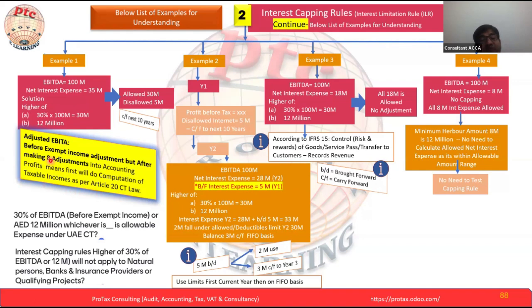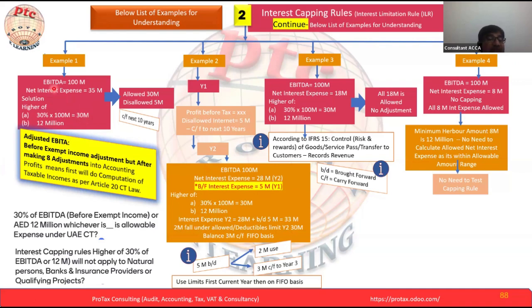After doing all these adjustments, then we will take the EBITDA to calculate the ILR, interest capping rule, interest limitation rule. As per the CT law, they are referring to the higher of 30% of the EBITDA or the 12 million safe harbor, the minimum interest that is allowed. If your interest is less than 12 million, you don't have to worry. But if your interest is more than 12 million, like in this example where our interest expense is 35 million, we have to apply the interest limitation rule.